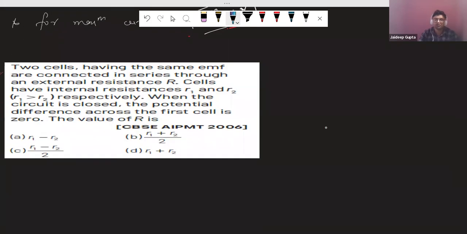Now try this question, write it down and try this question fast. Write your answer in the chat box fast. Hardly 3 minutes. Try this question and write your answer in the chat box fast.